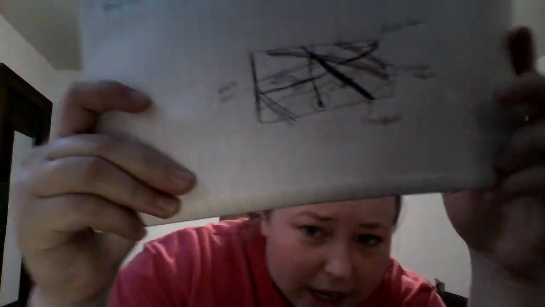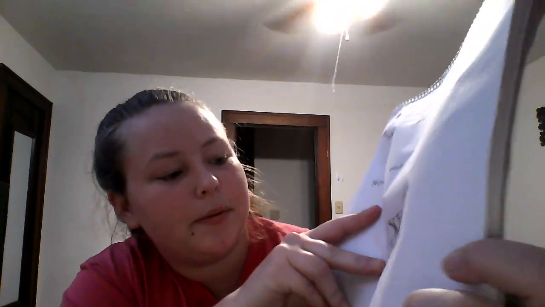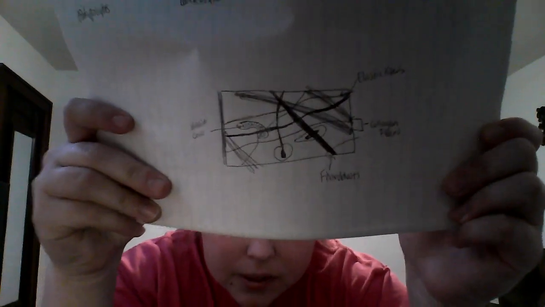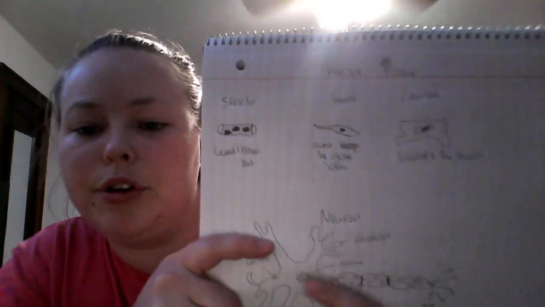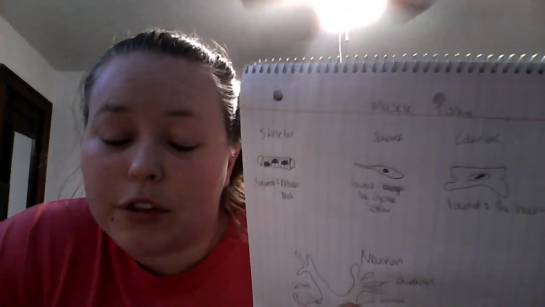I have the fibroblast, the collagen fibers, and elastic fibers. And then for the muscle tissue, which I drew over here, basically muscle tissue is composed of cells that have a special ability to shorten or contract in order to produce movement of the body parts.